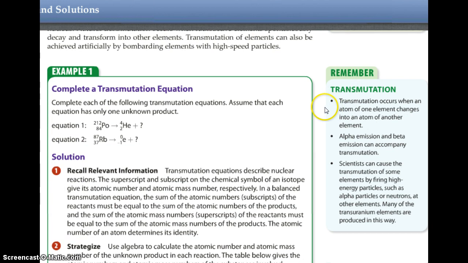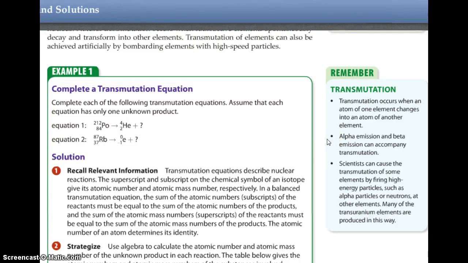Remember, transmutation occurs when an atom of one element changes into an atom of another element. Remember, that's very different from chemical reactions. Chemical reactions form different compounds, but they're always the same elements, what you start with, what you end with. Here and now, we're changing from one element into another element.